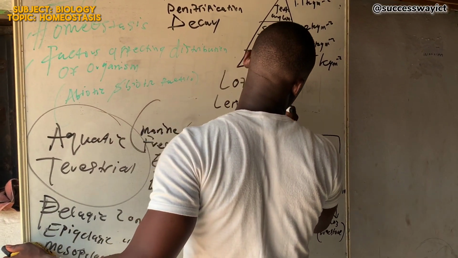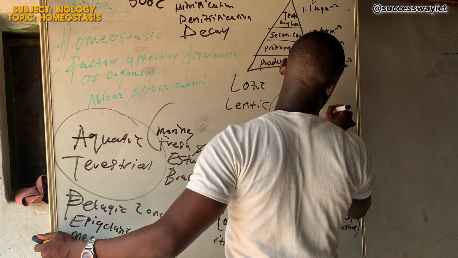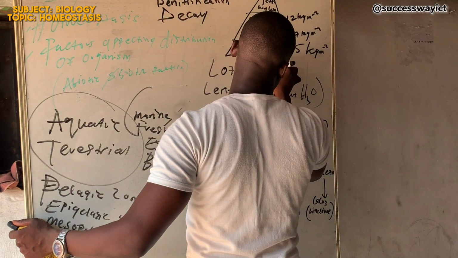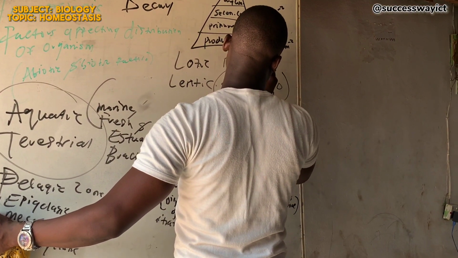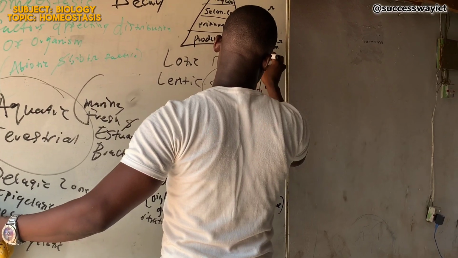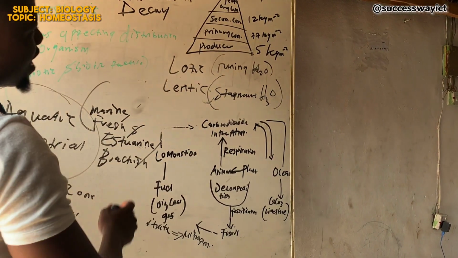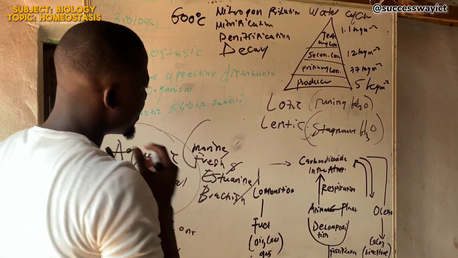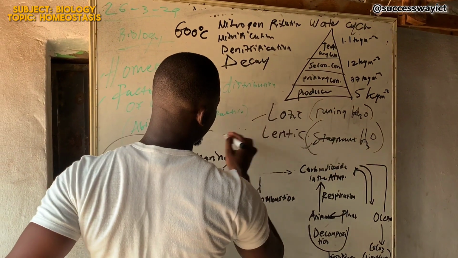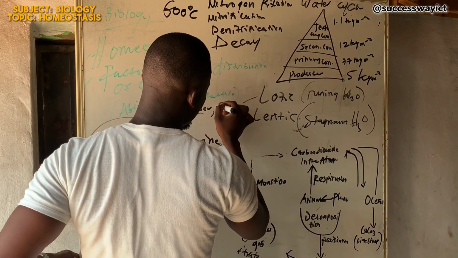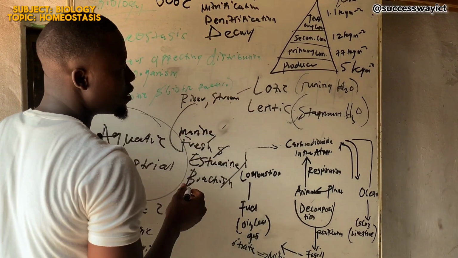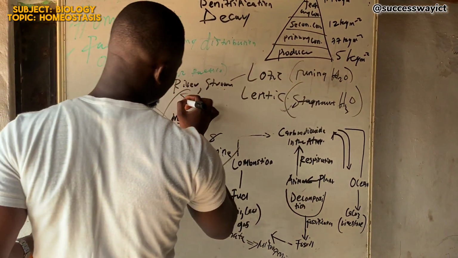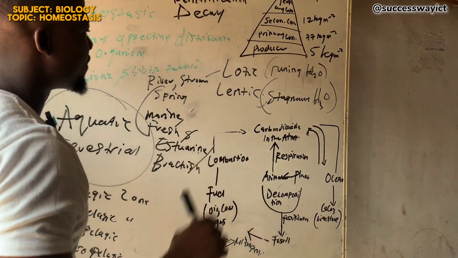Lentic are what? And then free flowing, running. Are we together? What are the examples of lotic water? Rivers. Stream. Okay, you say river, right? Yes, sir. Stream. Spring. Yes, spring.